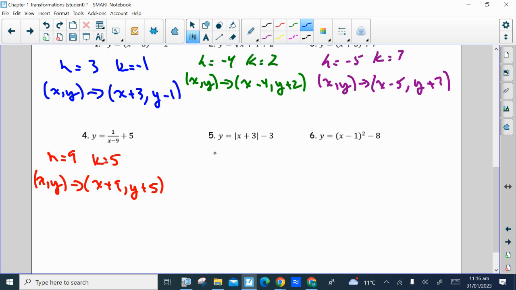For question 5, whatever happens to the x happens to the x minus h, in this case inside the absolute value symbol. And the value of h is always the opposite of what it appears to be. In this case, they're both negative 3. Which means you're going to go 3 to the left. You're going to subtract 3 from the x values and subtract 3 from the y values.